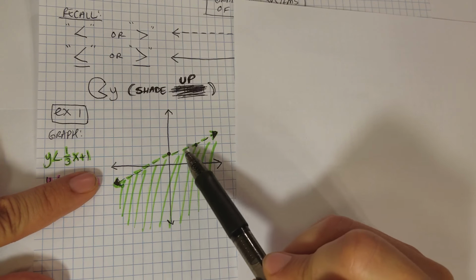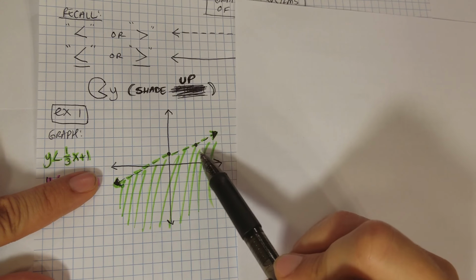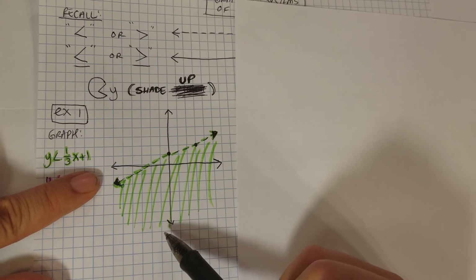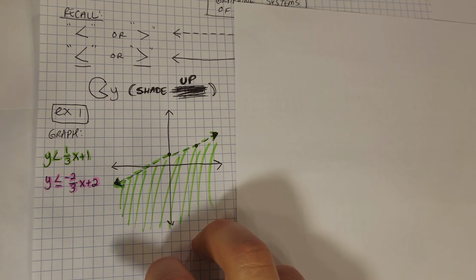Any point on the line is not a solution to the green one. But if it's below this line, this is considered a solution to the green one. All right, let's deal with the pink one now.